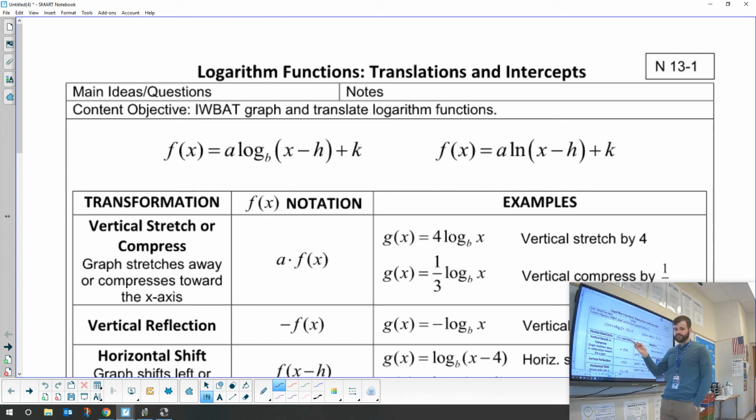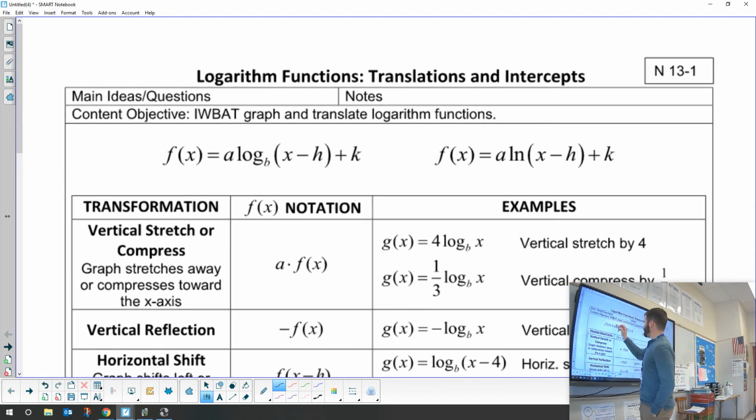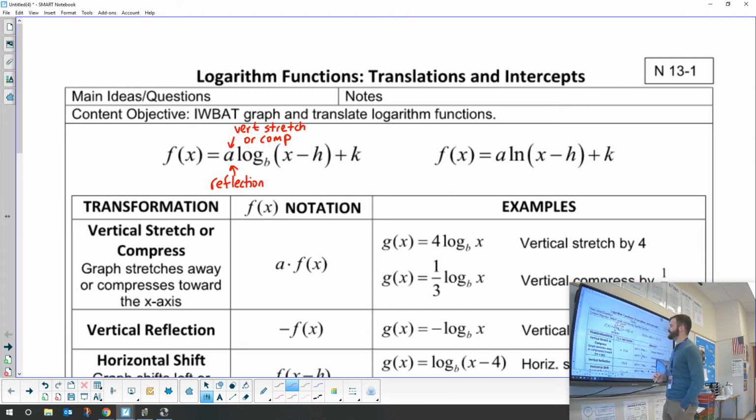Now, don't get freaked out. It's the same thing that we've done. We just have log or natural log in here, but our transformations are still the same. My A is still going to control my vertical stretch or compress. It is also going to control if I have a reflection. Okay, so if it is negative, we have a reflection. And whatever our number is, it tells us simply stretch or compress.